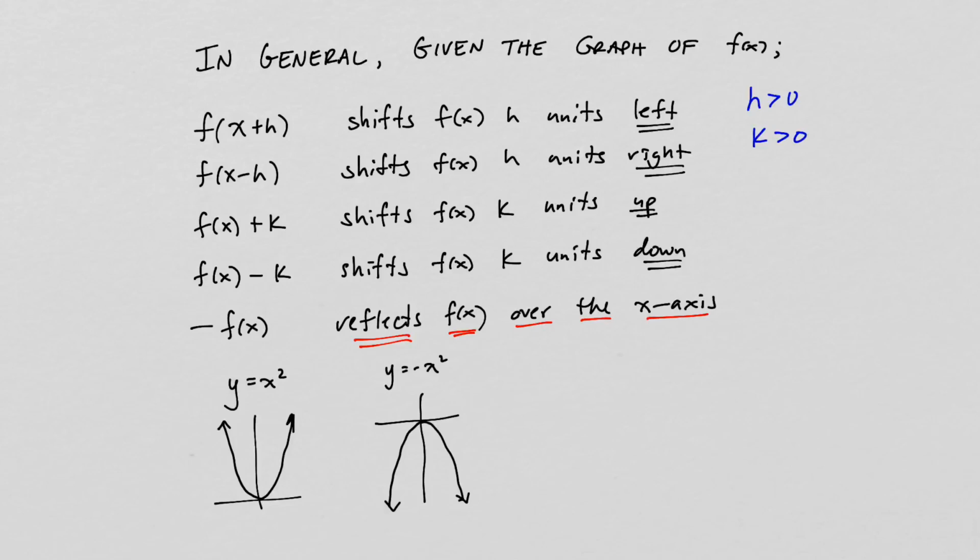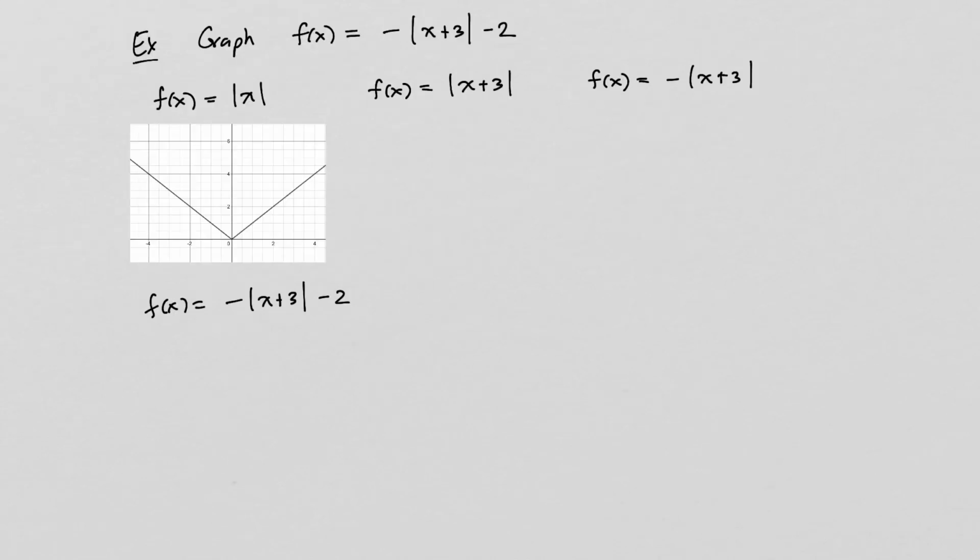Let's do one final example. So for this one, we're going to use the knowledge of the graph of f of x equals the absolute value of x. We talked about this. This is our V-shaped graph. And what we want to do is graph the function f of x equals negative absolute value of x plus 3, minus 2. So we have a horizontal shift, 3 units to the left. We have a negative, which does a reflection over the x-axis. And we have minus 2, which shifts the graph down 2 units.